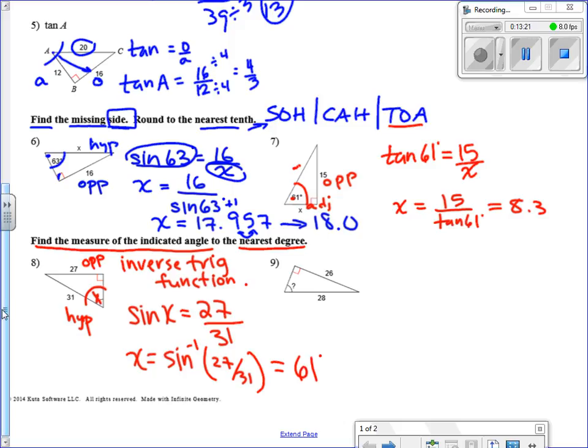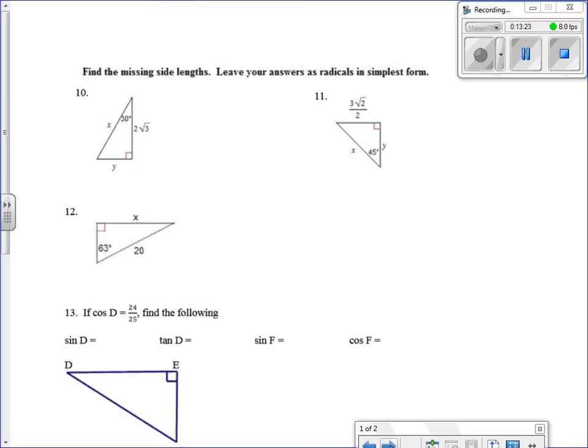Okay, moving right along. Number 10 is asking us to find a missing side length. And guess what, guys? Another special right triangle. Now, it says to leave your answer as a radical. That is a pretty good hint that you're going to use a special right triangle.